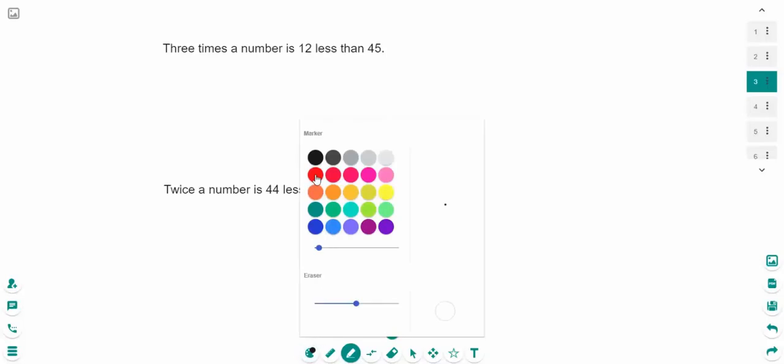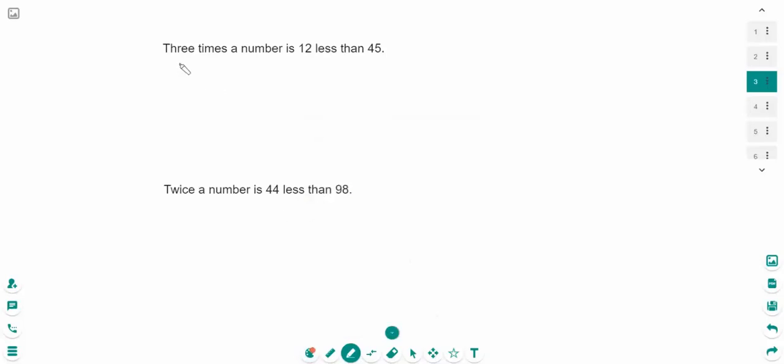All right, so let's try this one out. So we have 3 times a number is 12 less than 45. So let's just work from left to right. We have 3 times a number. Well, we don't know what number is, so we're just going to represent that with an n. And we're taking 3 times that number, right? So it's going to be 3n. That's pretty clear, right? Then we have our is, which we know to be our equal sign.